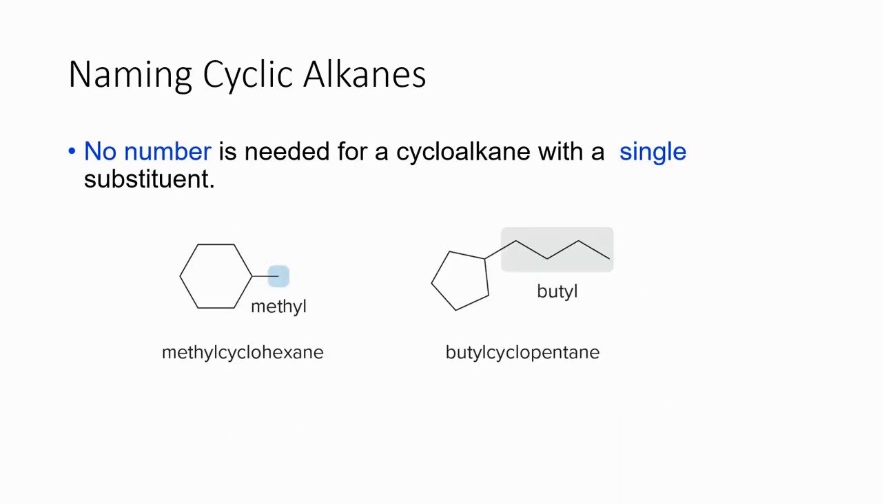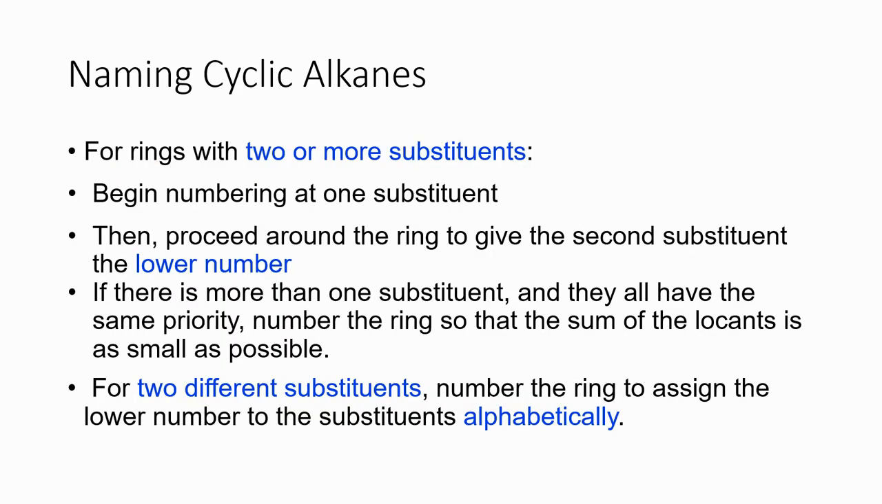Perfect. Okay, so if we only have 1 substituent, we don't need a number because it will always be at the 1 position. You can also put the 1. So the left one could be 1-methylcyclohexane, or you could just call it methylcyclohexane because it's kind of redundant if there's only 1 group. This one would be butylcyclopentane, or you could call it 1-butylcyclopentane. So either of those. I do think Alex prefers the number, but you don't need the number.